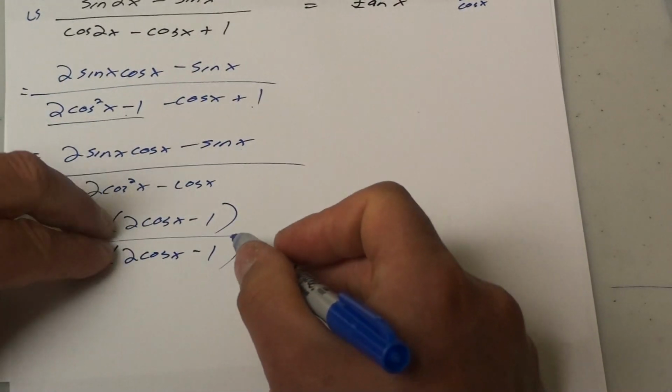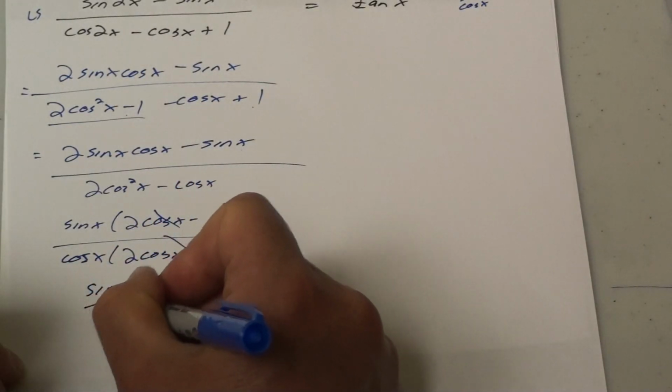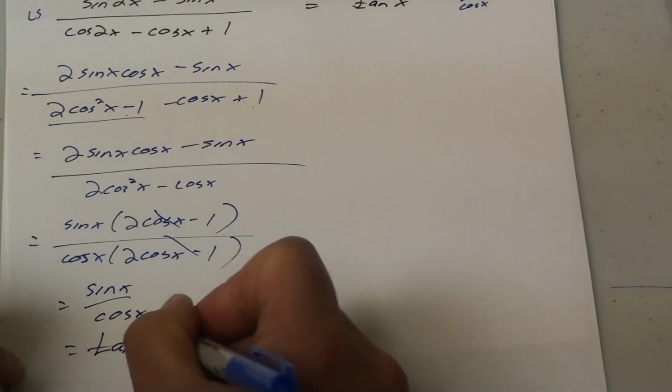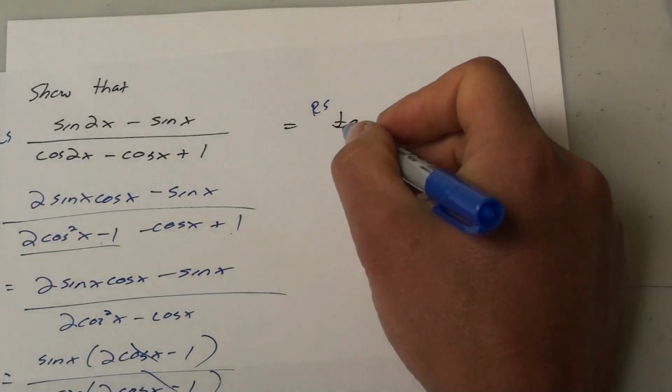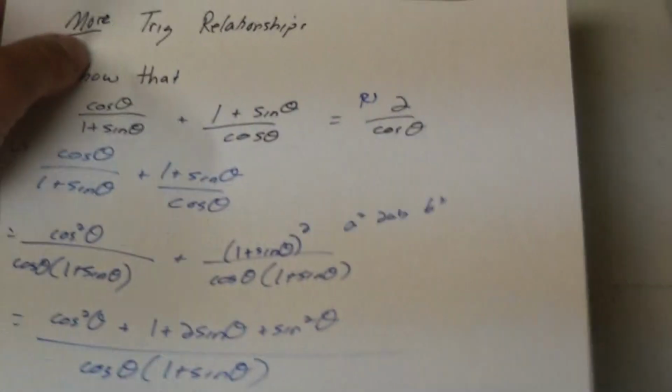Wonderful. These two are the exact same, they can cancel out, and I'm left with sine x over cos x, which is what I was hoping for, because that's equal to tan x. And now my left side is equal to my right side, because I wanted to prove that it was equal to tan x. Okay, so this is another lesson on some more trig relationships and trig identities.